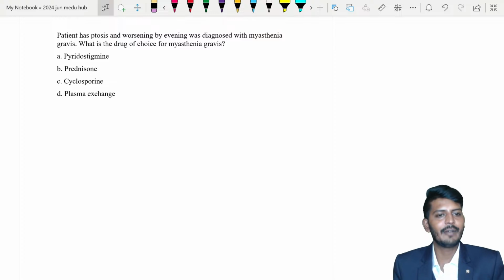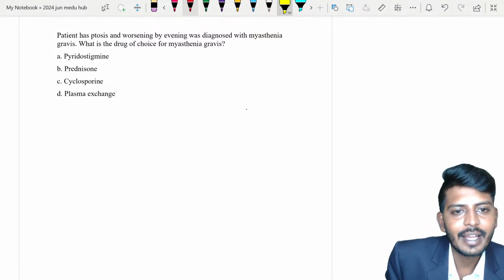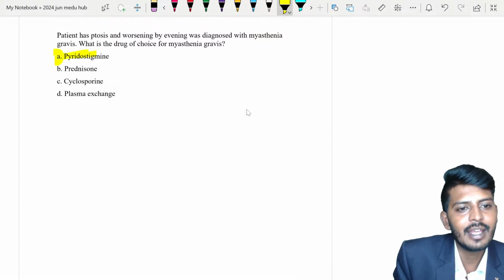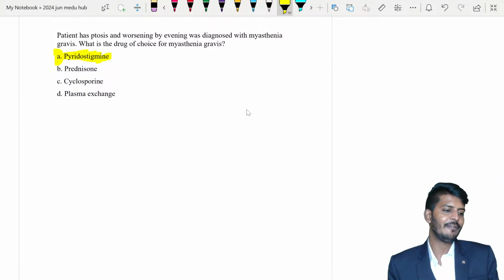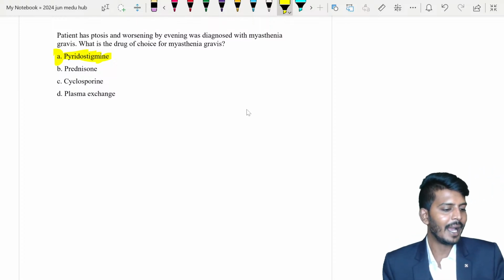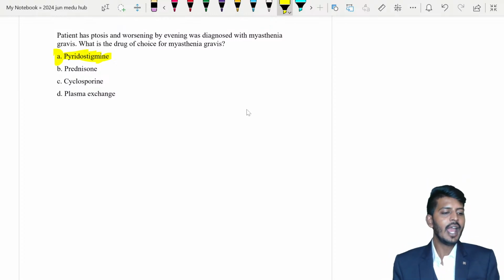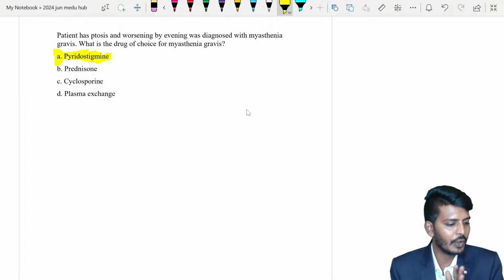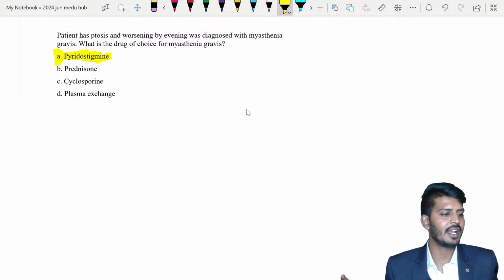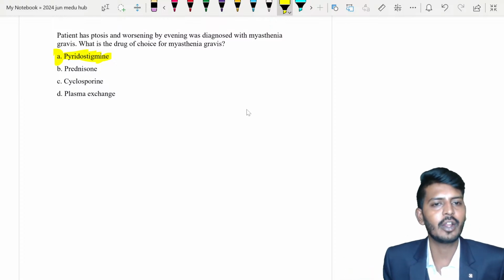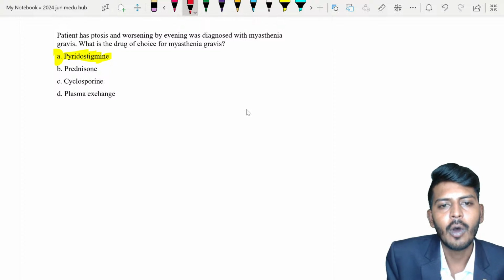So all of you are telling what is the drug of choice for myasthenia gravis? Yes, the answer is your pyridostigmine. Very good answer, sir. Pyridostigmine. Okay. Now when we are speaking of pyridostigmine, तो पूरा myasthenia gravis quickly एक बार repeat करा दूंगा आप लोगों को ताकि confusion ना हो.